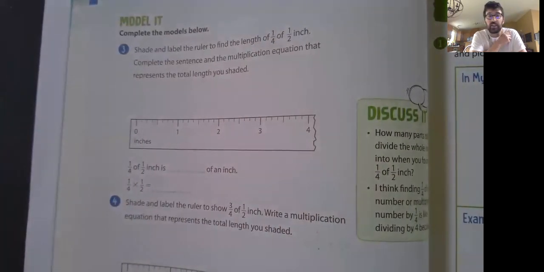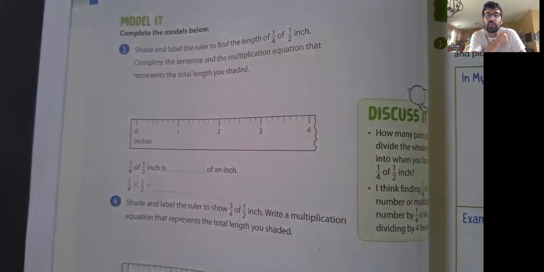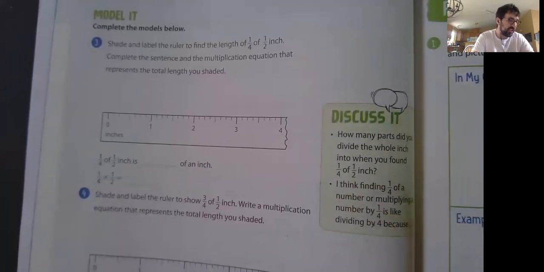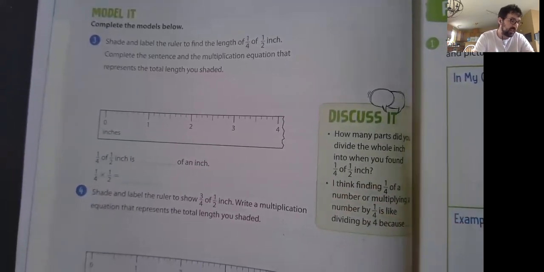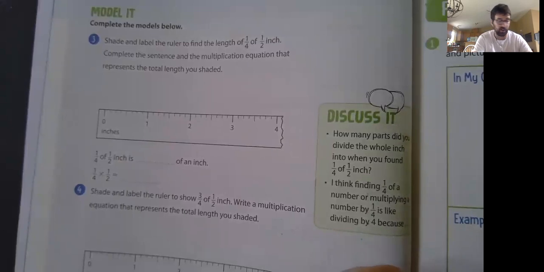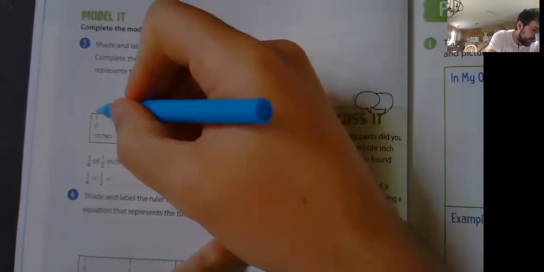On this page it says, shade and label the ruler to find the length of 1/4 of 1/2. Ooh, now we're getting into fractions of fractions, right? But guess what? We can do this. Again, it says, shade and label the ruler to find the length of 1/4 of 1/2. Well, the first thing we need to do is find 1/2, right? So here's 1/2 right here.